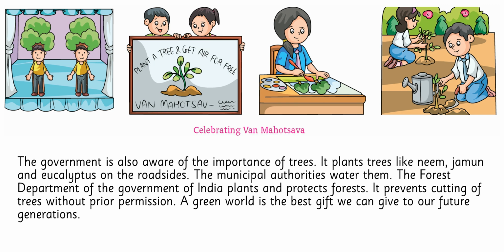The government is also aware of the importance of trees. It plants trees like neem, jamun and eucalyptus on the roadsides. The municipal authorities water them. The Forest Department of the Government of India plants and protects forests. It prevents cutting of trees without prior permission. A green world is the best gift we can give to our future generations.